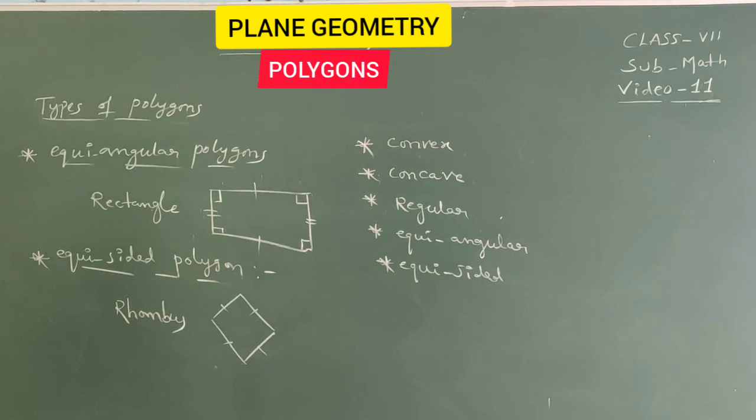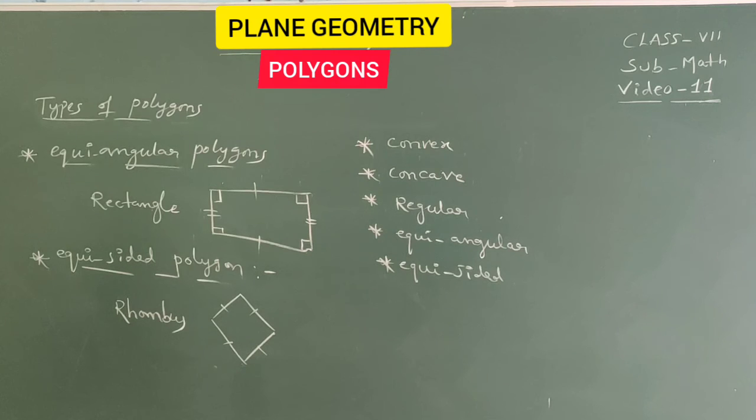Convex means each and every angle of the given polygon measures less than 180 degrees, then it is called a convex polygon. All triangles are convex only. There is no concave triangle because the sum is only 180 degrees. That's it. Concave: if one of the angles of a polygon measures greater than 180 degrees, then it is called a concave polygon. At least one angle of a given polygon measures greater than 180 degrees, then it is called a concave polygon.